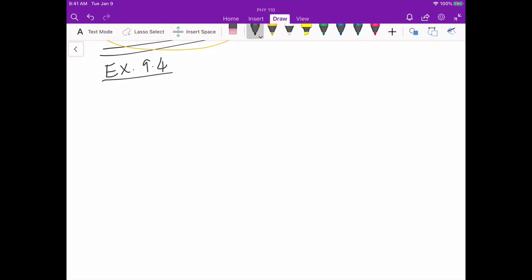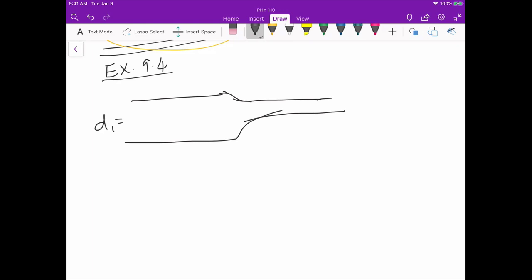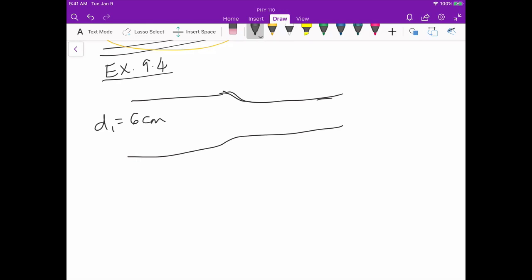So the diagram looks like there's a pipe, there is water flowing through it, and then there's a constricted area. You can call this diameter 1. The diameter here is 6 centimeters. The diameter here is a little smaller. You can call it diameter 2, 4.5 centimeters. If the initial velocity, that means V1 here, is 2 meters per second.